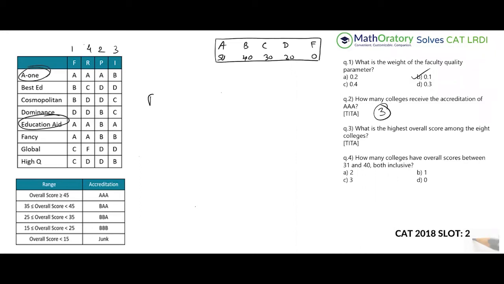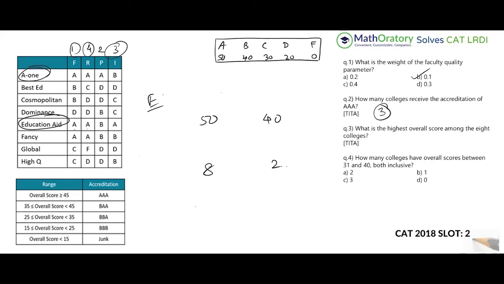So let us quickly calculate for education aid. I'm just writing this as E. So we have 50 contributed from F, R, and I. So that is a 1, 4, and 3. So this was the chart, if you remember. And 40 was contributed by a 2, right? So again, difference of 10, sum of 10, that is tallying fantastically.